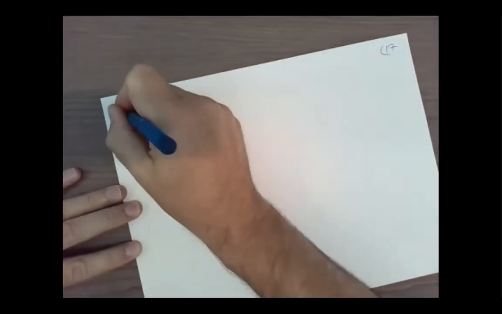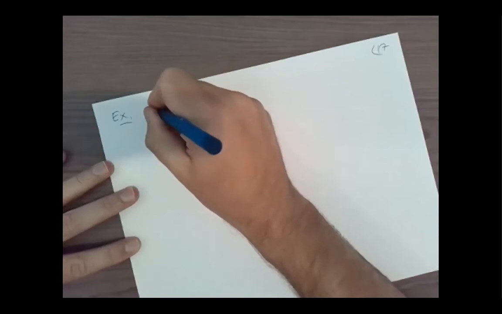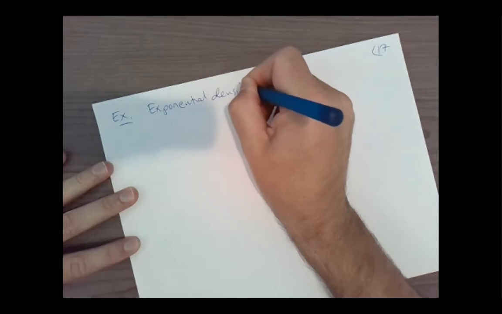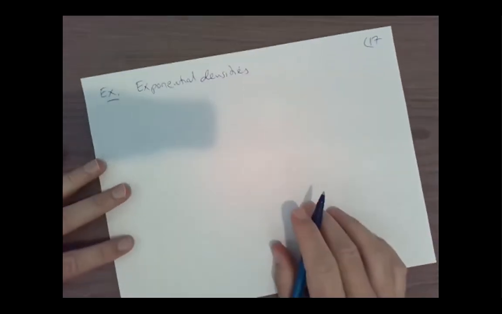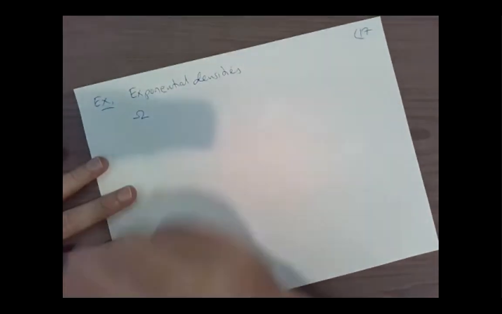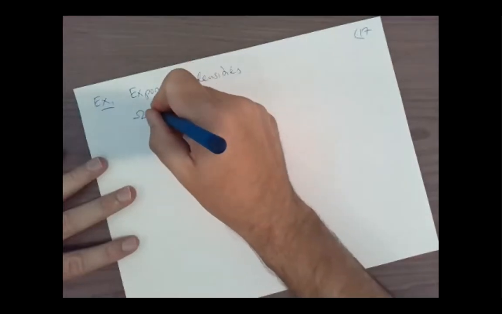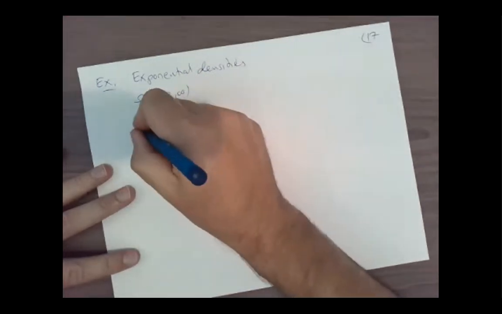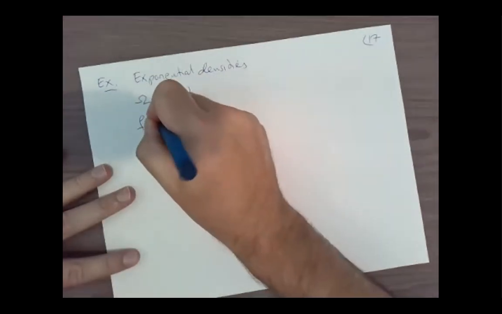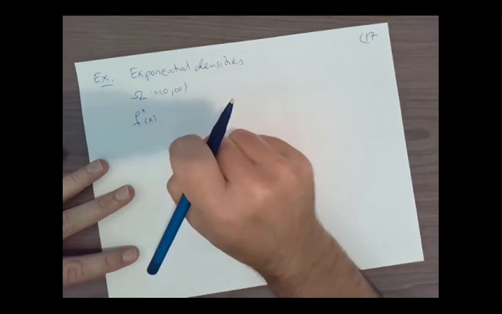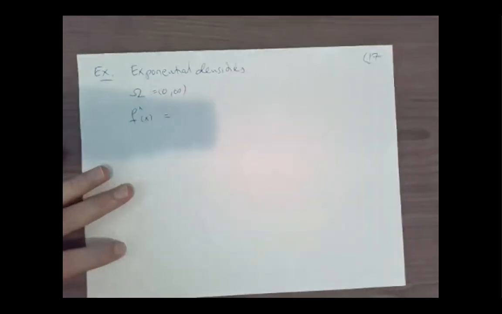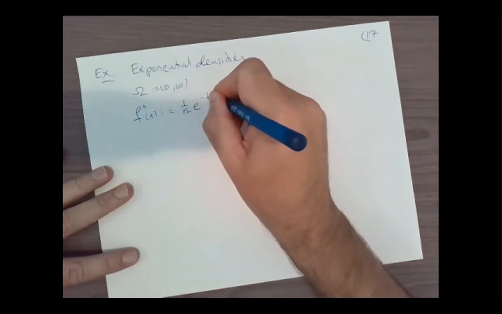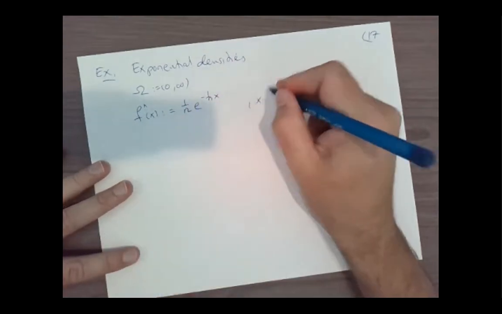So another example would be if I look at the exponential densities. If I'm exponential, I'm going to be positive, and I need my functions. So I'm going to have f n of x, which are going to be these densities that we had before: 1 over n times e to the minus 1 over n times x. And this here is for x in omega.